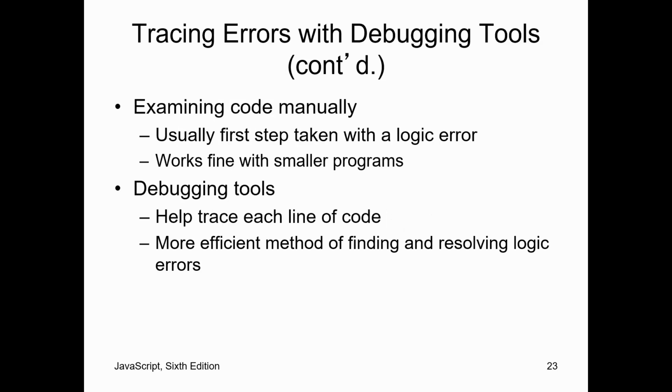The first step should always be looking at the code manually. Print out a hard copy. Some people are real good at reading code on the screen. I'm not. Maybe you are. That, as it says, works fine with smaller programs, especially when you can see most of the program on screen at once. As they get bigger, though, it's harder. So I've already shown you a couple of the debugging tools.